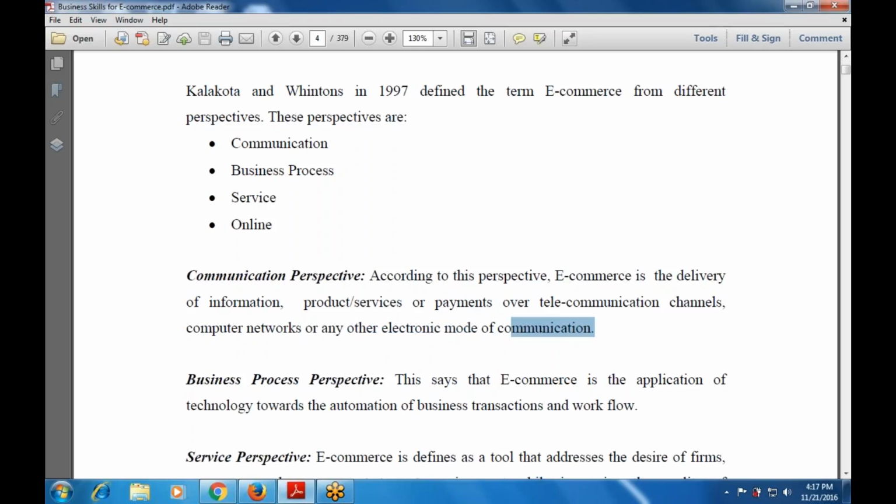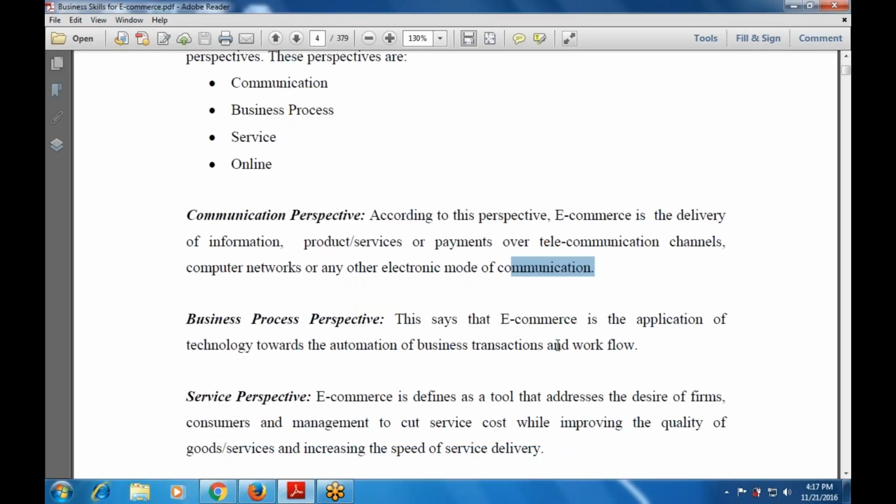In the same way, the business process perspective is the application of technology towards the automation of business transactions and workflow. What are the various transactions used with the workflow? Then the service perspective is a tool that addresses the desire of firms, consumers, and management to cut service costs while improving the quality of goods and services and increasing the speed of service delivery. That means the ways by which we can deliver much faster than the normal routine.